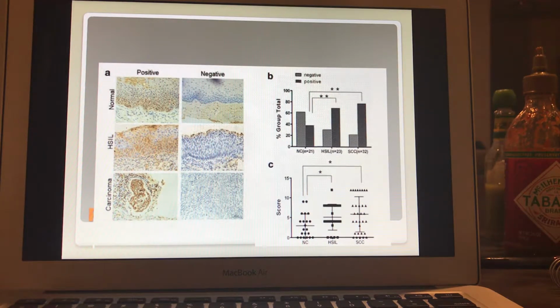Figure C represents the immunoreactivity scores obtained for GDF15 staining in NC, HSIL, and SCC samples. The average IHC scores for GDF15 were 2.95 in NC cells, 5.09 in HSIL samples, and 5.84 in SCC. With SCC having the highest score, it indicates the greater magnitude of staining.